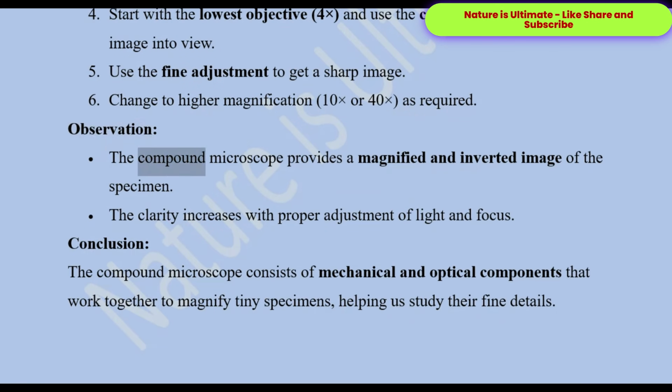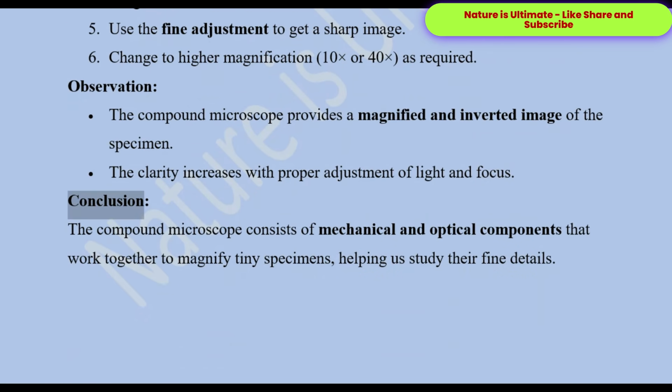Observation: The compound microscope provides a magnified and inverted image of the specimen. The clarity increases with proper adjustment of light and focus. Conclusion: The compound microscope consists of mechanical and optical components that work together to magnify tiny specimens, helping us study their fine details.